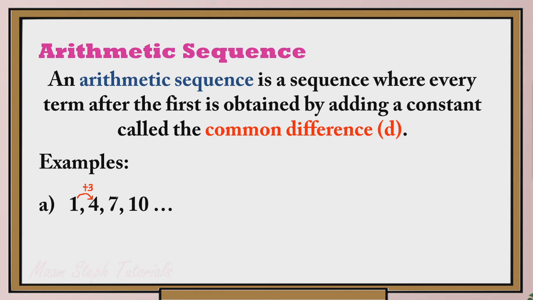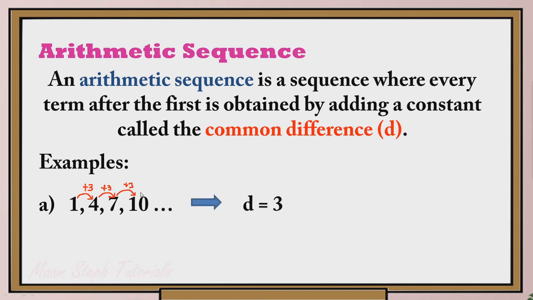And, upang makuha naman natin yung kasunod ng 4, we will again add 3. So, 4 plus 3 equals 7. And 7 plus 3, that is equal to 10. So, ibig sabihin nito, yung common difference ng ating arithmetic sequence ay ang 3. So, D is equal to 3.